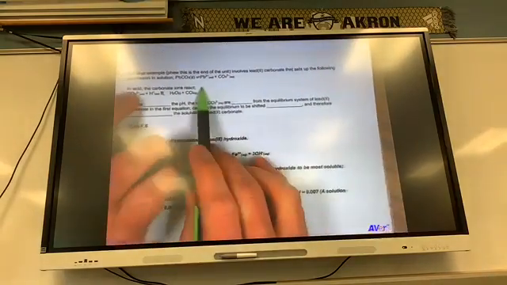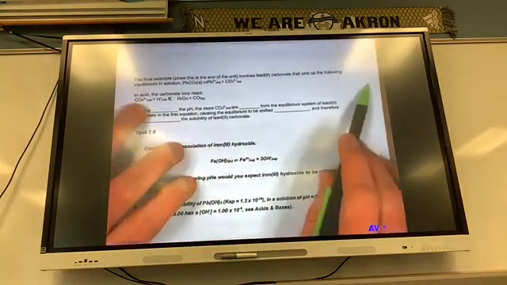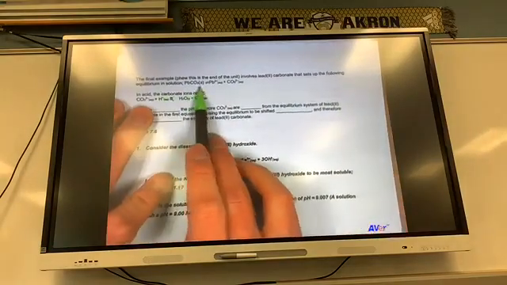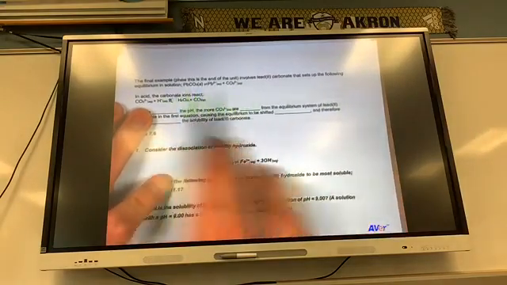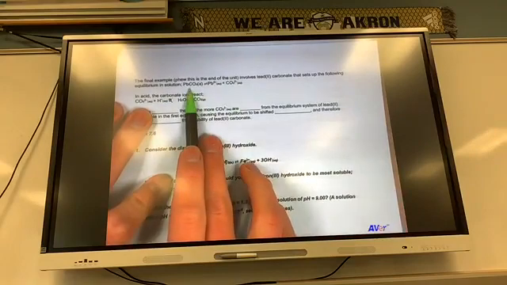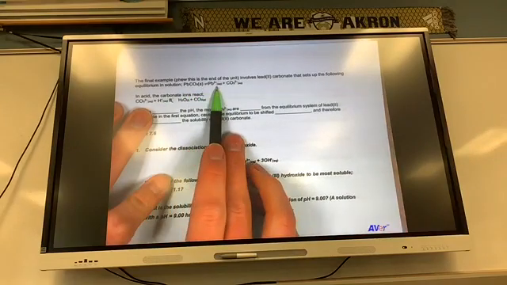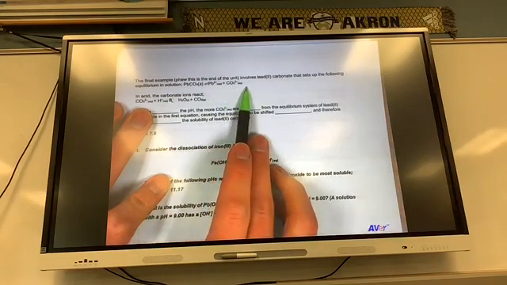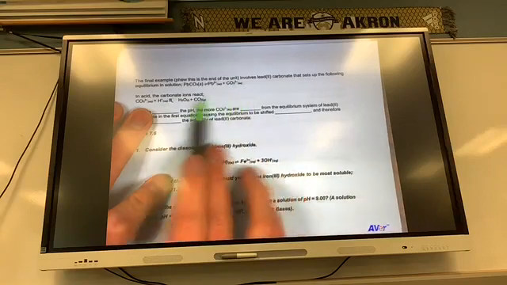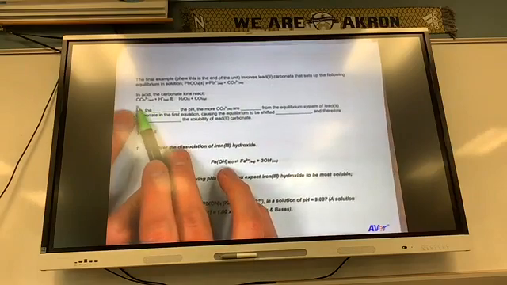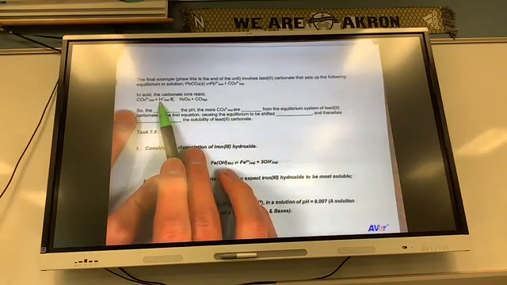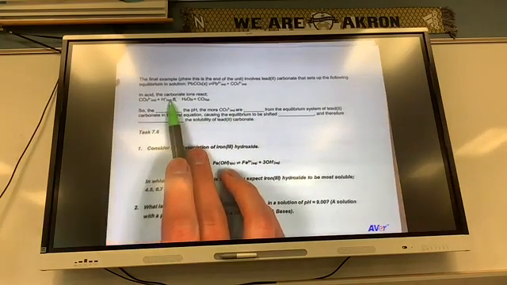The final example involves lead(II) carbonate that sets up the following equilibrium in solution. So here's my equilibrium. What does that mean? Lead, solid, and the carbonate ions. Underneath that, CO3 plus H+. Right there.